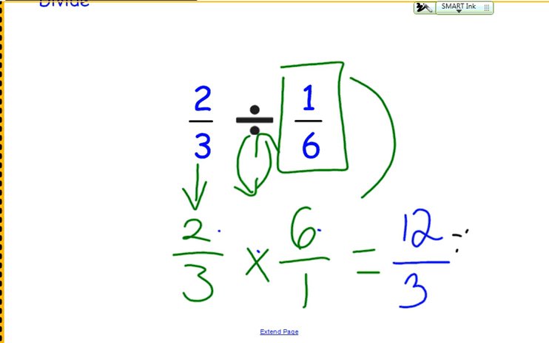I don't know why I wrote that division sign. I was about to reduce, but I'm just going to go right into 12 divided by 3 equals 4. So the answer is 2/3 divided by 1/6 is 4, and that's mathematically how to do it. Now we could go back and draw a picture and show the proof, but because we know this theory is correct, we have a correct answer.